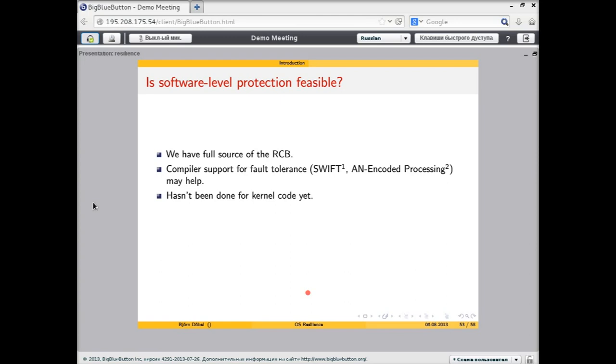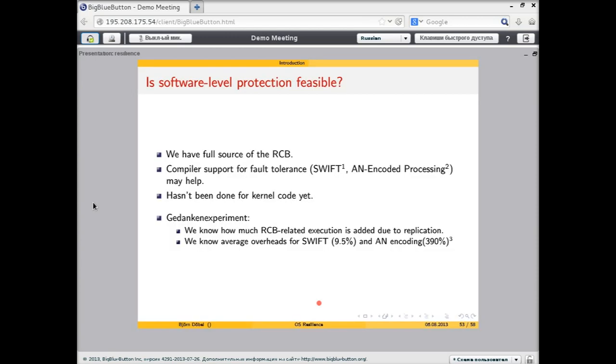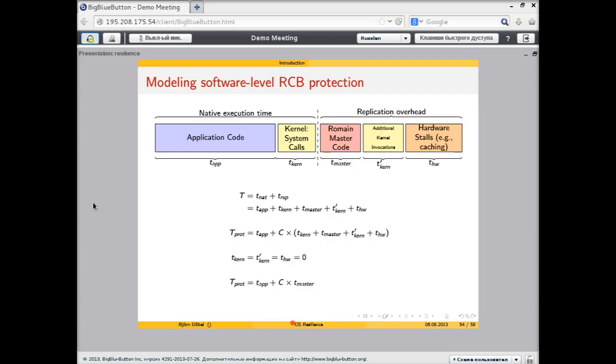So what we had to do is come up with some kind of a model to do that. We have a detailed measurement of how Roman affects execution of an application when using replication. We can split the overhead into different parts, as we will see. And what we can then do is take the known overheads for compiler techniques, which range from about 10% for Swift up to about 400% for AN encoded processing, and factor them into this model that we use for the measurements that we did. And here's the model that we're using.